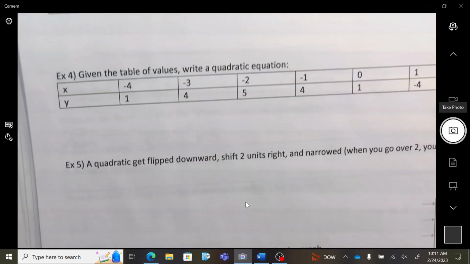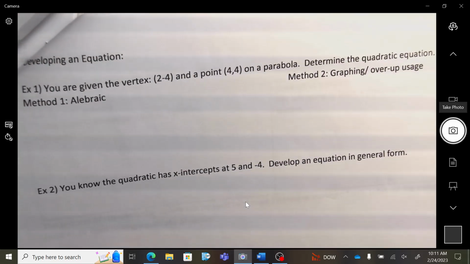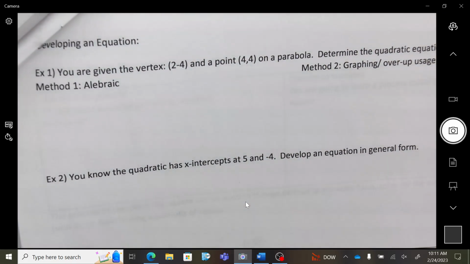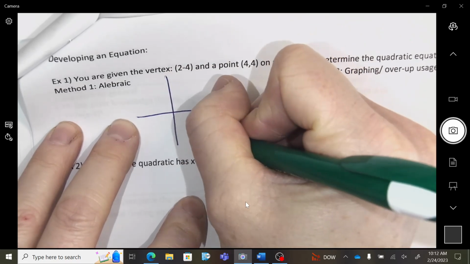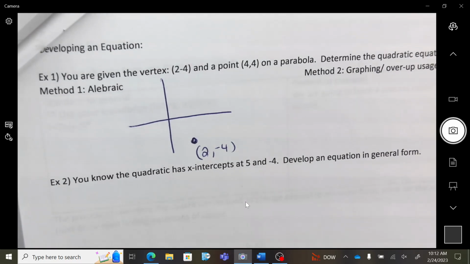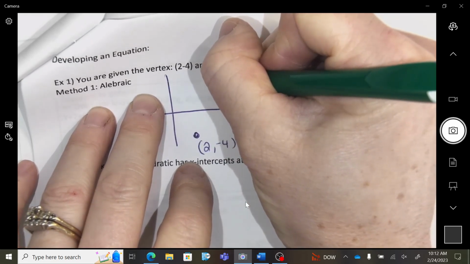So working backwards, we're going to develop an equation. Okay, I have been given a vertex of 2, -4, and then I've been given a point 4, 4.